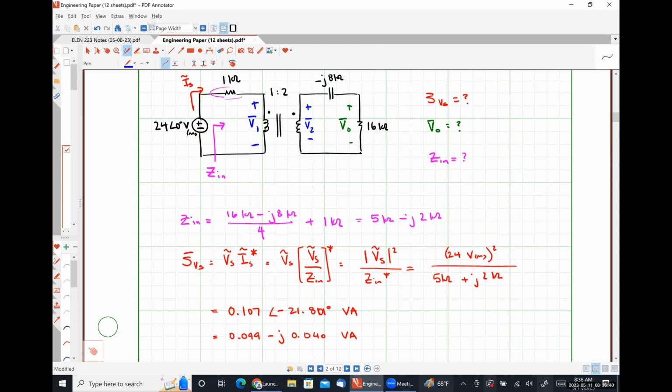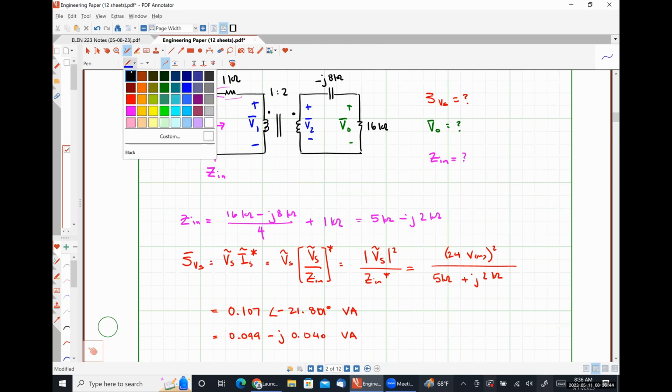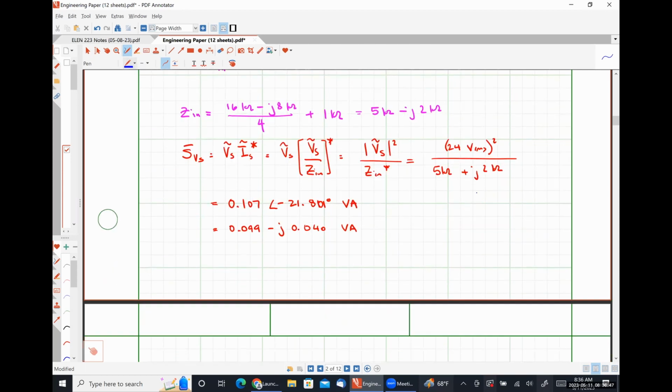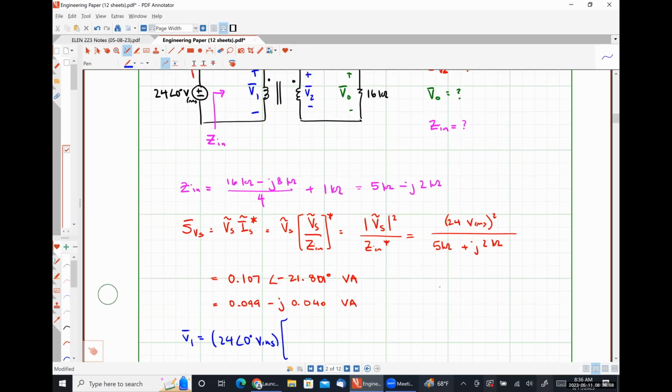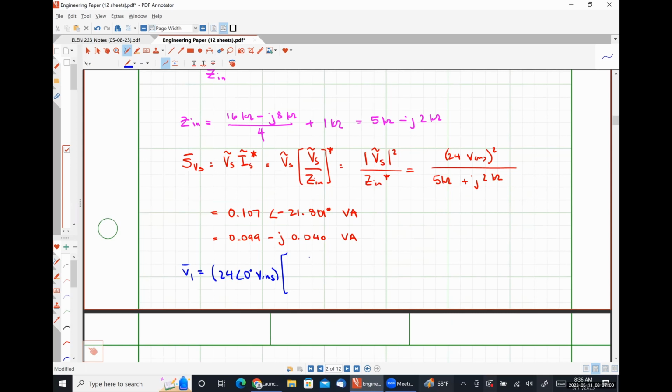Sorry, what was that? Voltage division, sure. So I think V1 should be 24 angle 0 degrees volts RMS times, let's look up here, 4 minus J2 kiloohms over 5 minus J2 kiloohms.